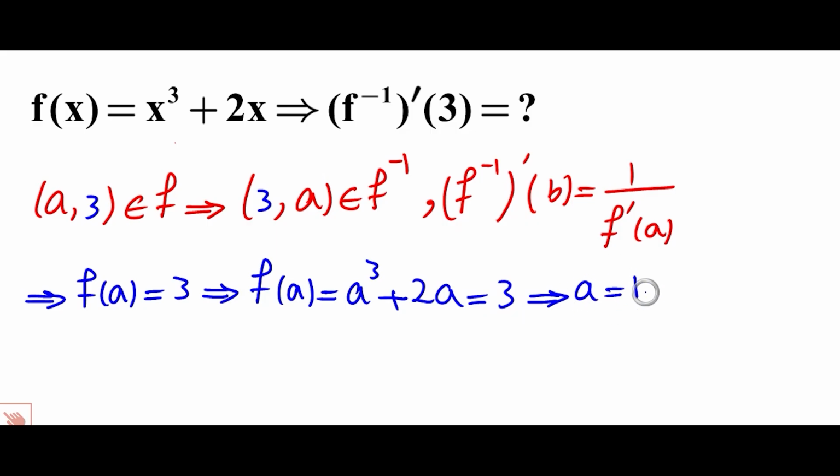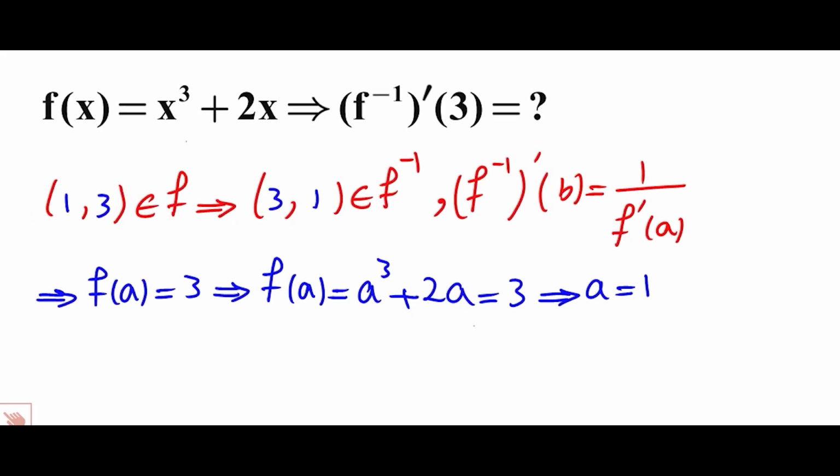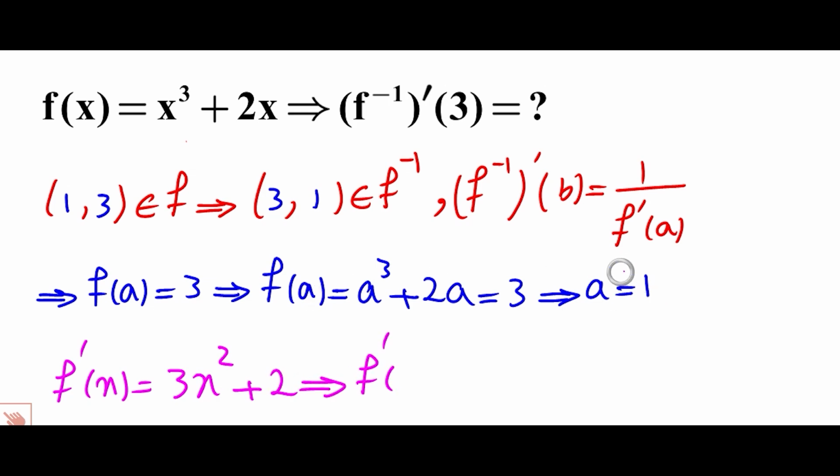Okay, so a is 1. Now find f prime of x. f prime of x is equal to the derivative of this equation, which is 3x squared plus 2. So we have f prime of a, with a equal to 1, is equal to 3 times 1 squared plus 2, which is equal to 5. Okay, so f prime of a is equal to 5.